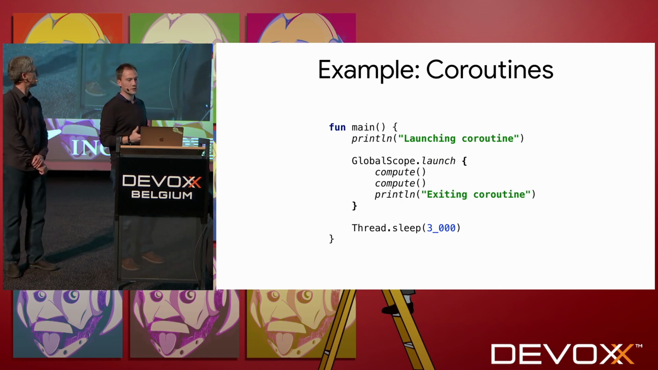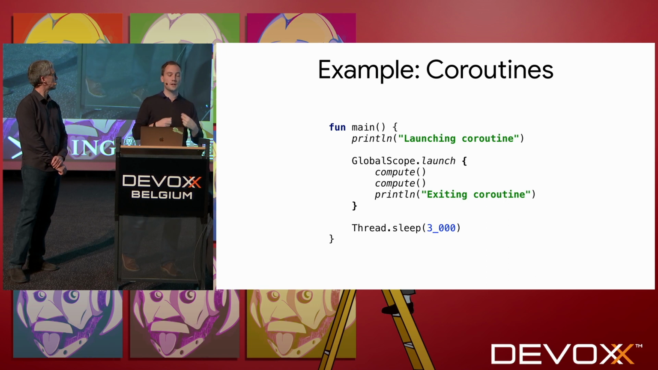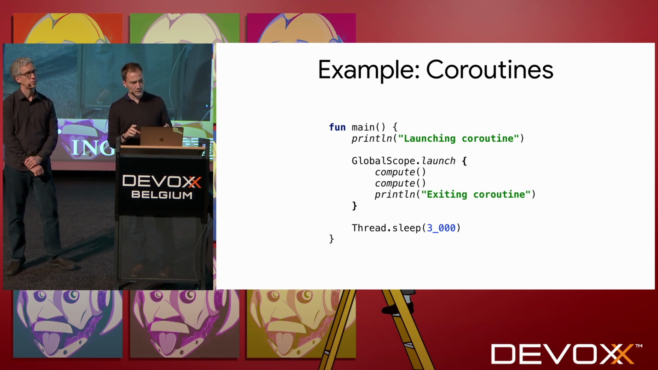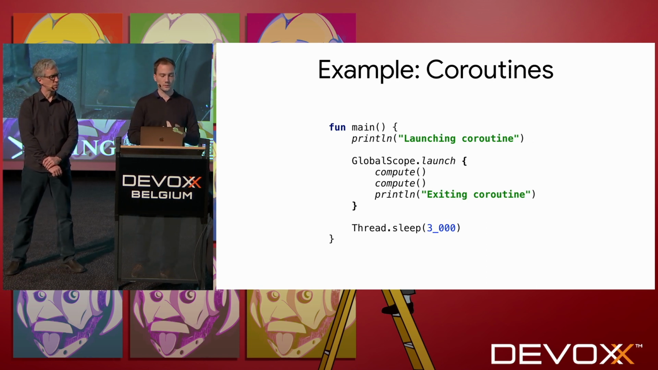It first prints launching coroutine, then it launches an actual coroutine. This is the GlobalScope.launch. It invokes my suspend function twice. And it prints that we're exiting the coroutine. And finally, we wait in the main function for 3 seconds to make sure that we have time to execute those 2 delays that are part of the compute function.